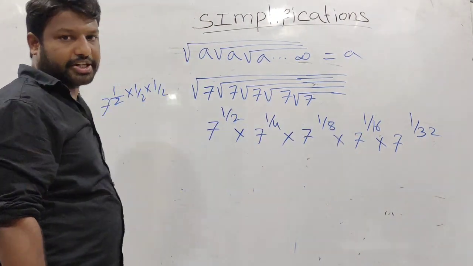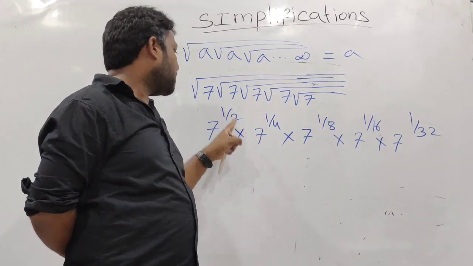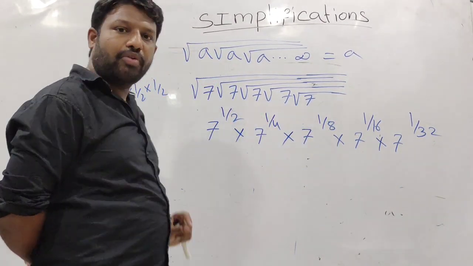So 1 by 32. Total how many 7s? 1, 2, 3, 4, 5. So I have written five 7s: 1 by 2, 1 by 4, 1 by 8, 1 by 16, 1 by 32.